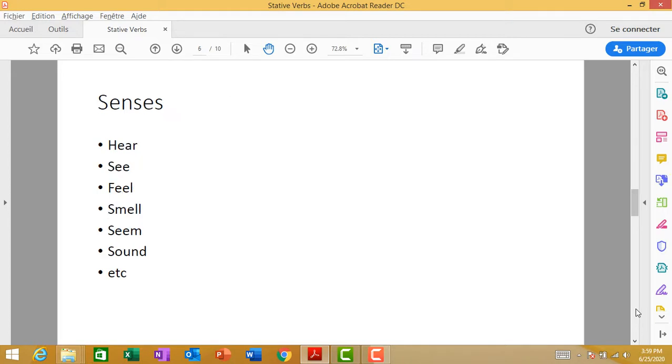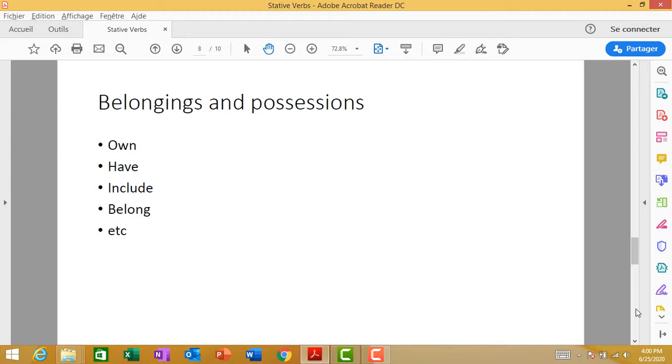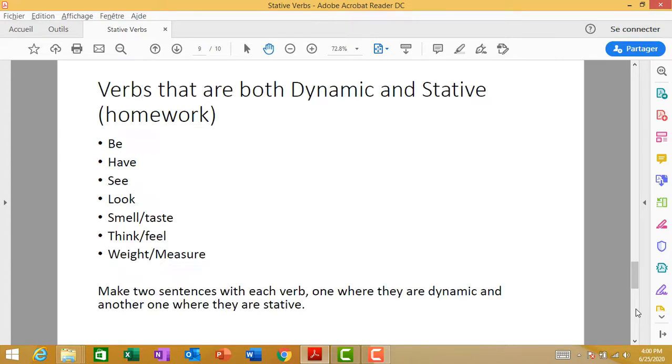Well, let's look at stative verbs of senses. It's the same thing. You can pause and try to make sentences with them using progressive tenses and see for yourself how it sounds. Same thing with stative verbs of opinion and perception. I'm forgetting, I'm remembering, I'm agreeing. Actually, you can understand that it doesn't sound well. The same thing for belongings and possessions.